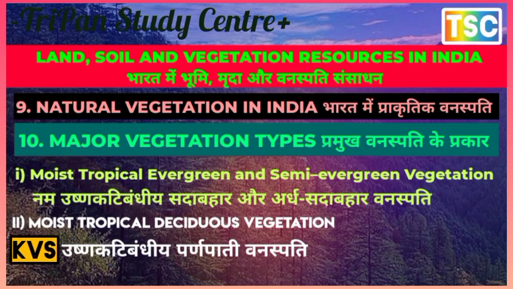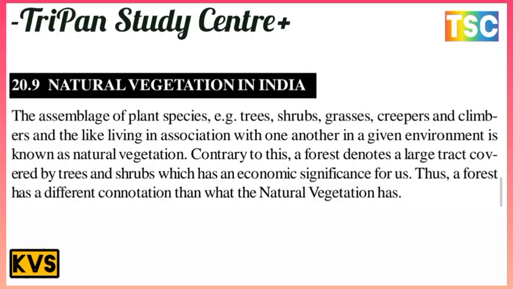Our next topic is most important here: natural vegetation in India. The assemblage of plant species, for example trees, shrubs, grasses, creepers and climbers, living in association with one another in a given environment is known as natural vegetation. You know what natural vegetation is.